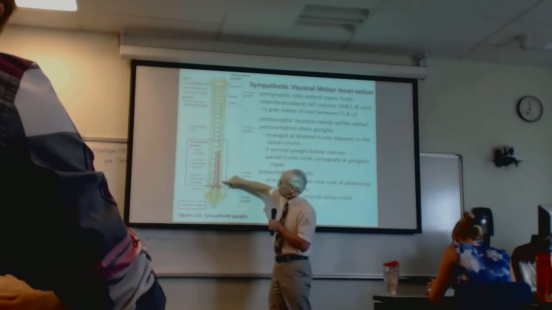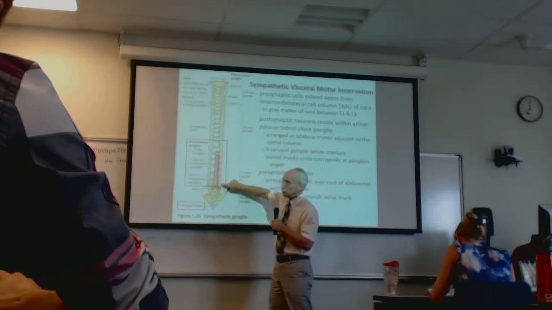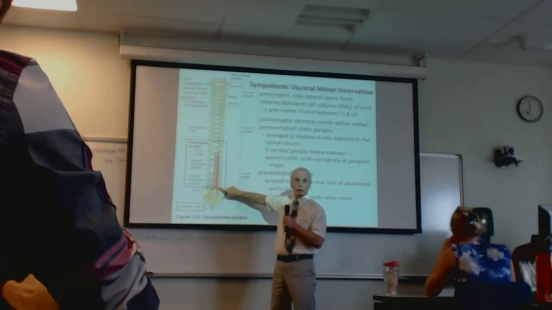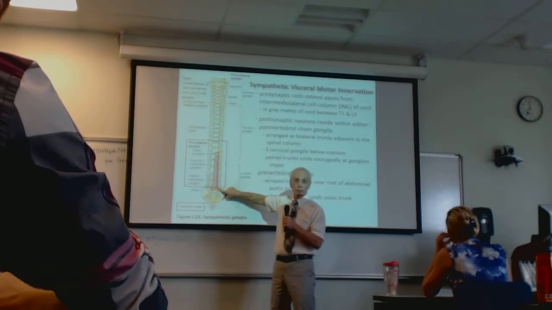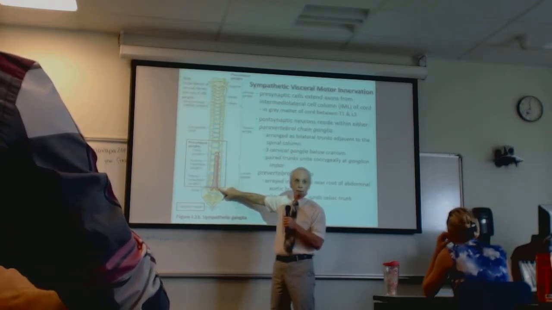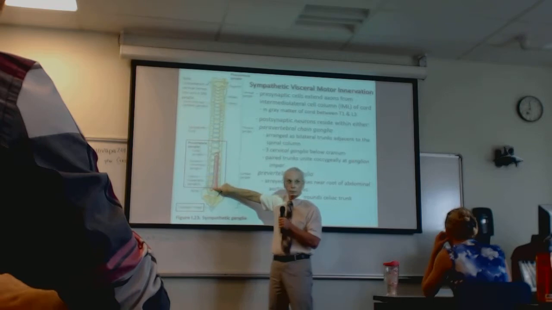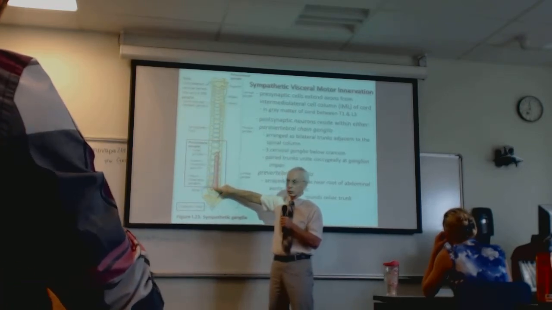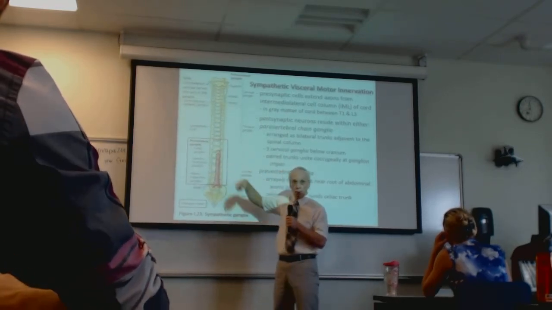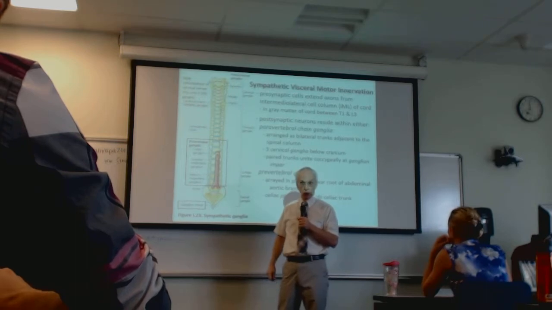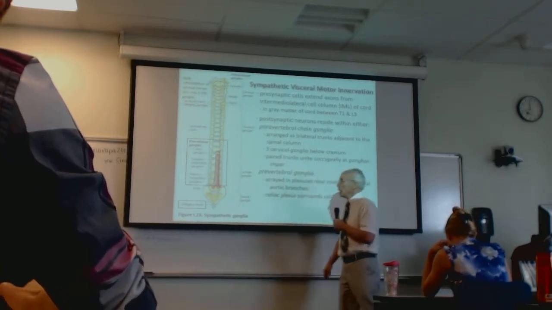Is there any direct communication between the sacral trunk and the cord? When I say direct, is there a pathway that goes right across? No, because it only extends down into the lumbar region. That's why it's called the thoracolumbar outflow.